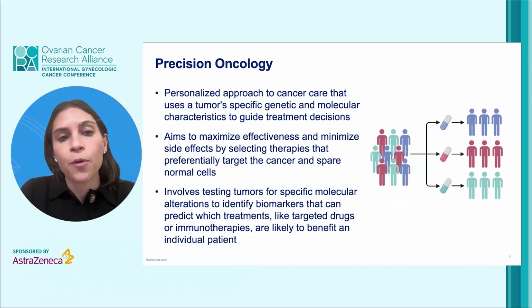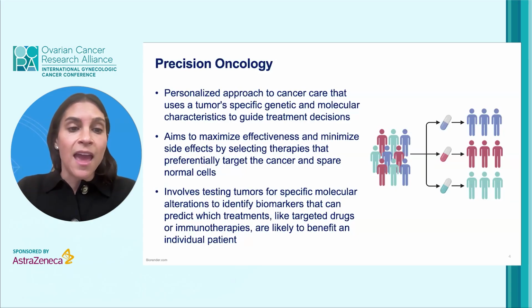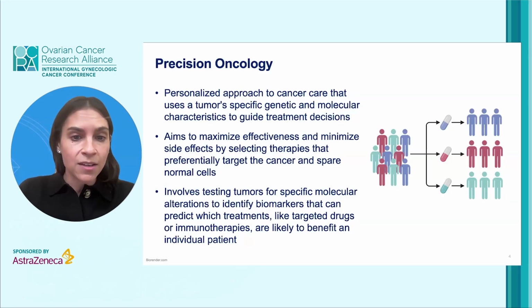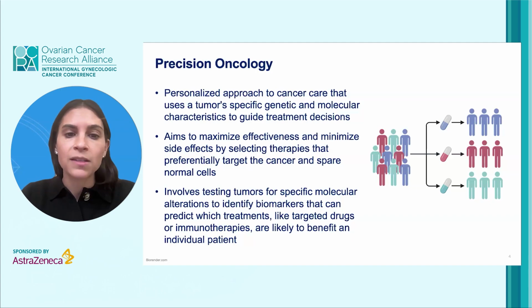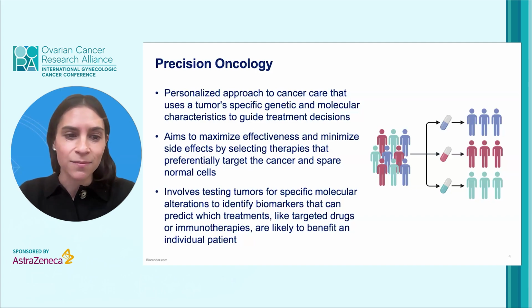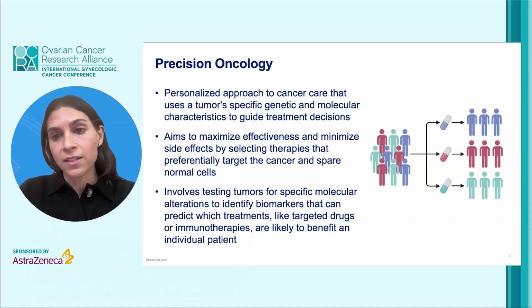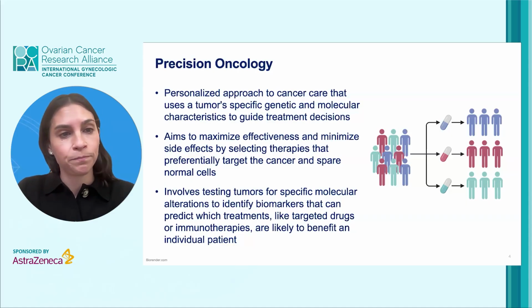Precision oncology is a personalized approach to cancer care that uses a tumor's specific genetic and molecular characteristics to guide treatment decisions. The aims are to maximize the effectiveness of therapy and minimize side effects by selecting therapies that preferentially target the cancer and spare normal cells. This involves testing tumors for specific molecular alterations to identify biomarkers that can predict which treatments, like targeted drugs or immunotherapies, are likely to benefit an individual patient.